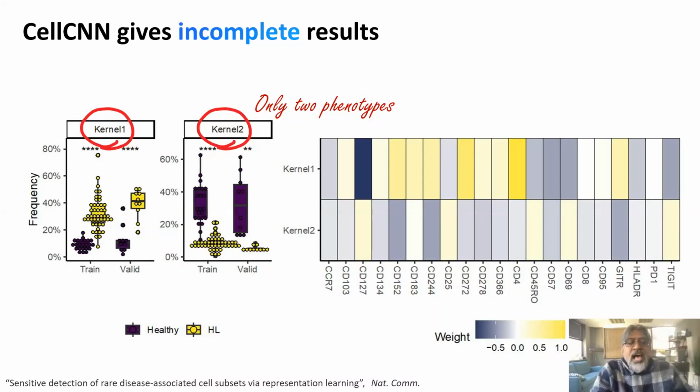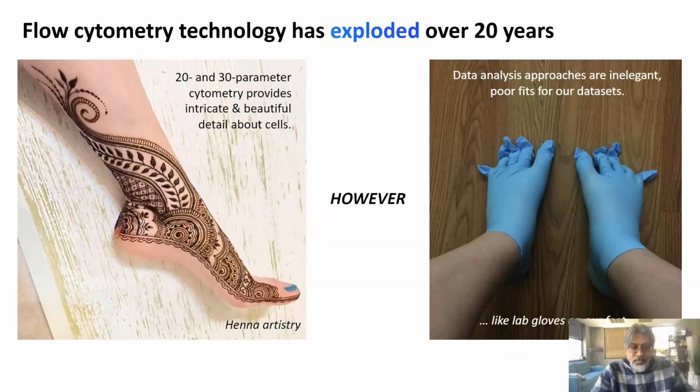We tried another algorithm that was reported in Nature Communications. It's called CellCNN. It only found 2 phenotypes that differed significantly between healthy donors and Hodgkin's lymphoma patients. The differences were significant, but again, there are only 2 phenotypes. They're named ambiguously, and you can't identify which markers are most important in driving this difference. So you see that we're running into the same problem. We still have lab gloves on our feet, and it's still kind of messy, and we're slipping around the lab and not figuring out how to do this stuff the way that we really want to look at the data in a complete and comprehensive way.